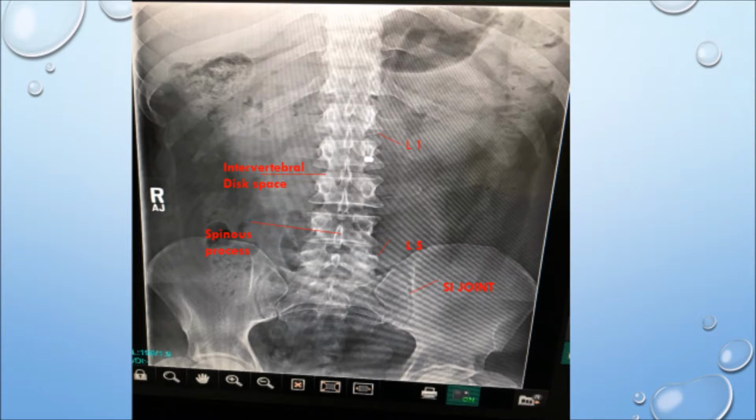There's L1, intervertebral disc spaces, spinous processes, L5, and the SI joints. There is also some pathology on the L2 vertebrae. That is a pellet from a BB gun.